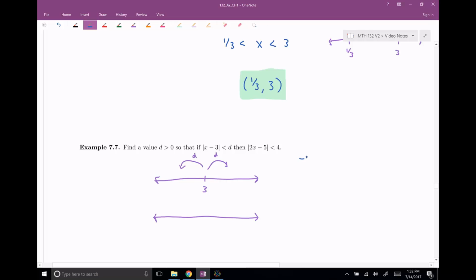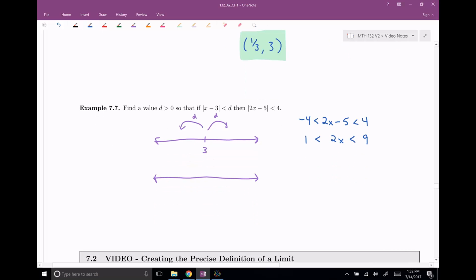I'm going to write negative 4 is less than 2x minus 5 is less than positive 4, using that theorem. Now I'll add 5 to all sides, so I get 1 is less than 2x is less than 9. And now I'll divide by 2 on all sides. So I get 0.5, or a half, is less than x, and that's less than 9 halves, which is the same thing as 4.5.